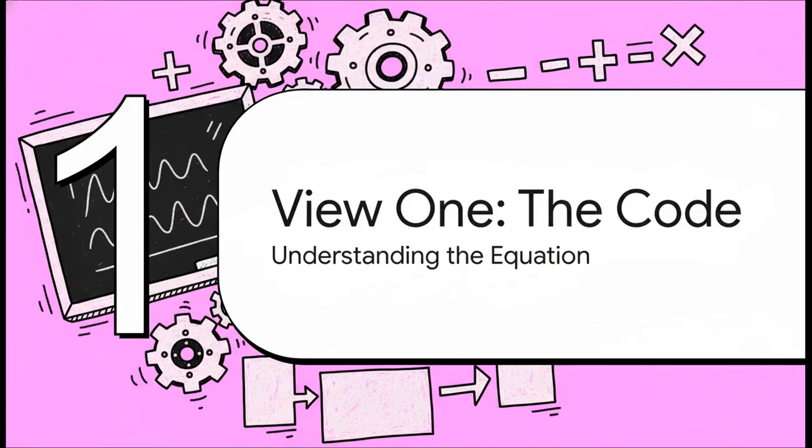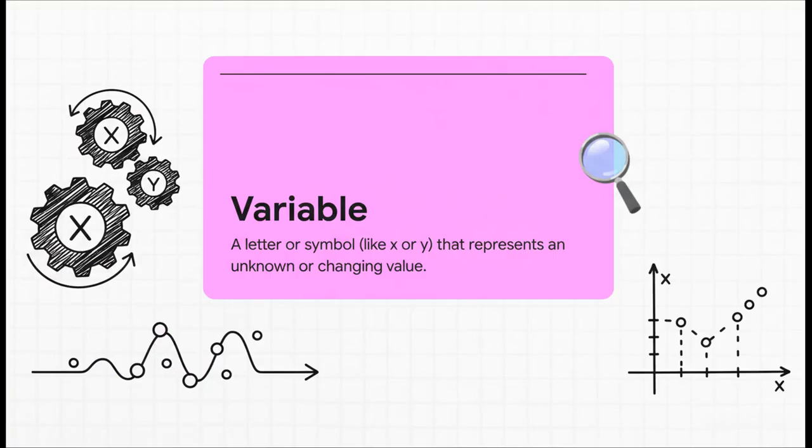All right, let's start with view one, the code itself. This is the equation, and to crack it, we first need to get familiar with its key parts. Okay, first up, we've got variables. You usually see them as x and y. Just think of these as the moving parts of our code. Their values can change, right? And that's super important because that's what lets us create a whole picture, not just a single dot.